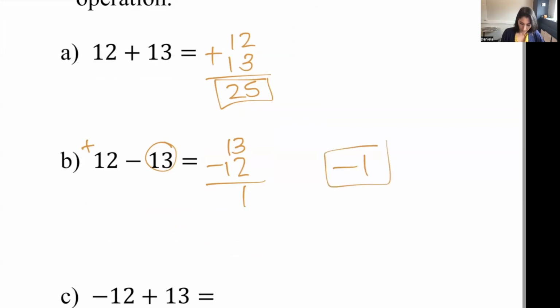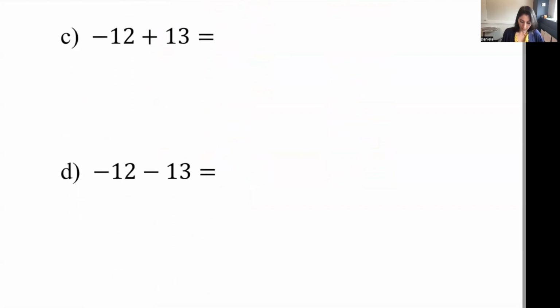So for part C, notice it's the other way around. So again, we have opposite signs, and that means that we're technically really subtracting here when you have opposite signs. But again, the sign of the bigger number wins. So in this case, again, 13 is bigger than 12. 13 is a positive number. And so our answer is going to be positive 1 in this case.